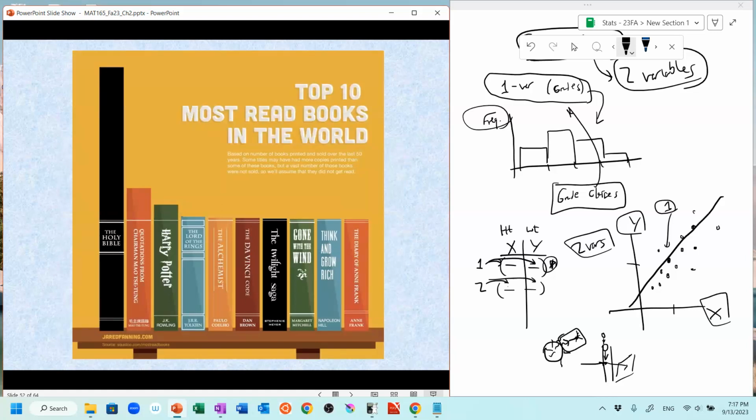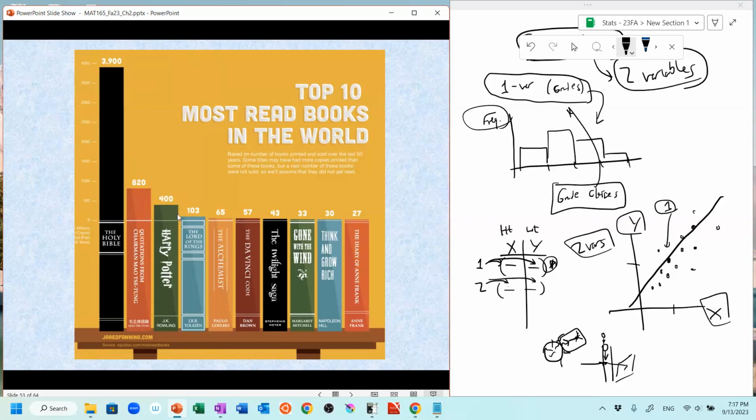Here's another example, top 10 most read books in the world. If we look at this, we would say, oh, well, everything from Anne Frank to Lord of the Rings is about the same. Harry Potter, a little bit more. Mao Zedong, a little bit more. And then the Bible maybe twice as much as Mao. But if we look at the actual numbers associated with each of these, it's 27, 30, 60, 100, then 400.